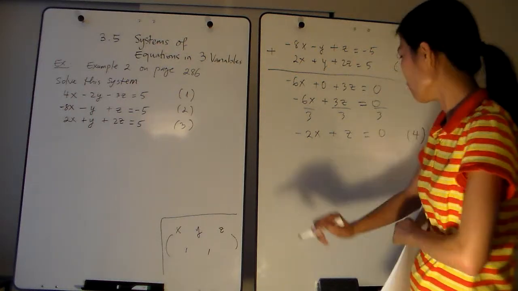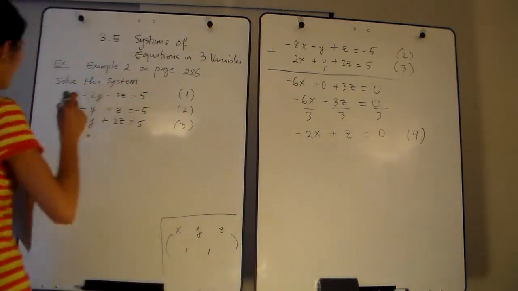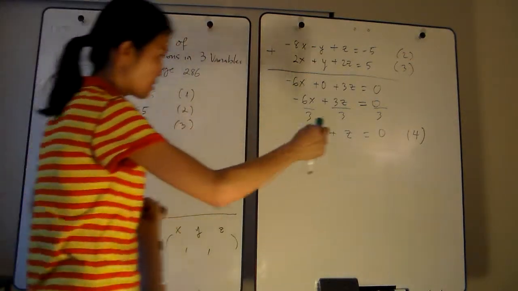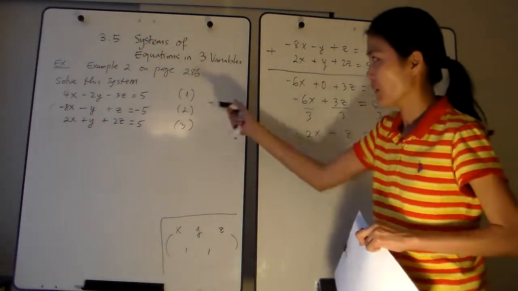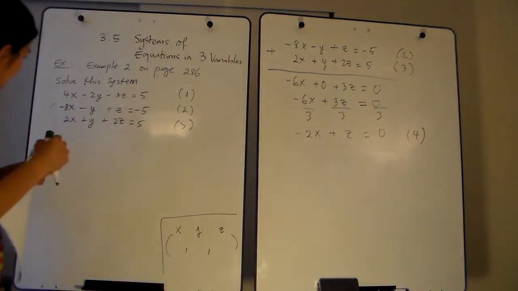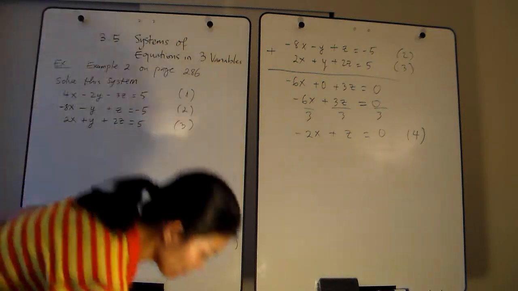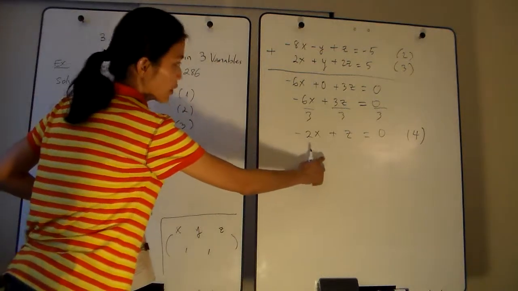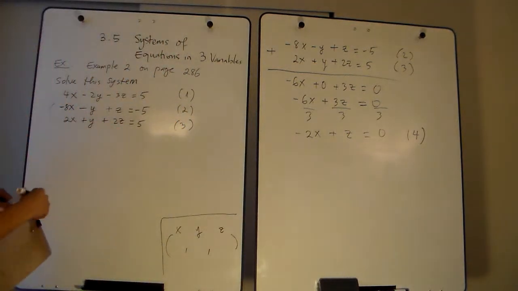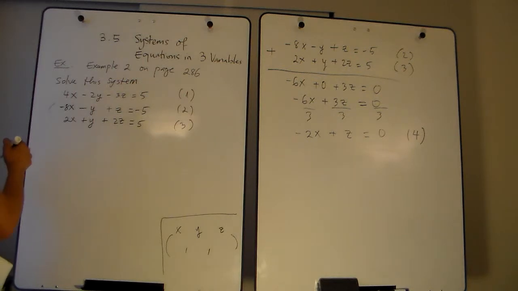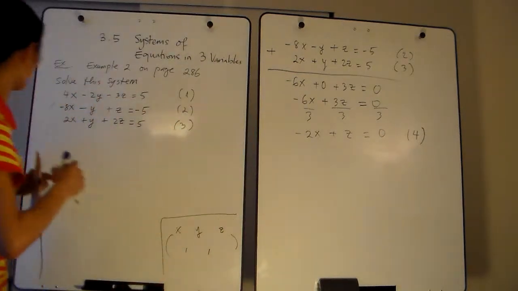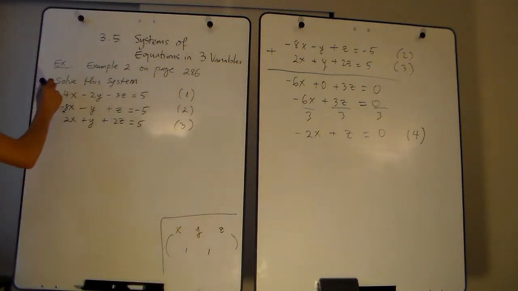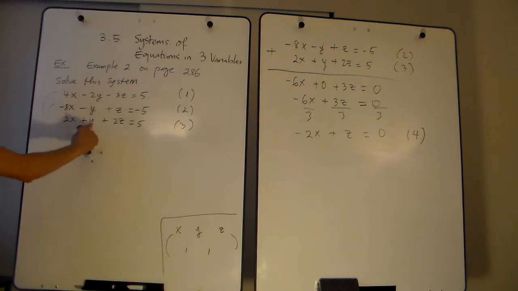So far I used the second equation and the third equation. So I need to find another pair. So let's see. My goal is to eliminate the y. It's actually better to use the first and the third. The reason is that, look at the y right here, they have opposite signs.